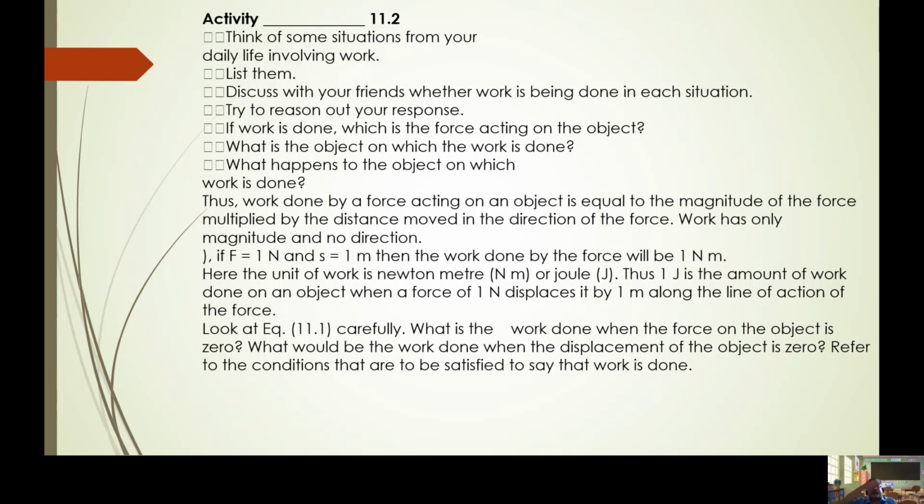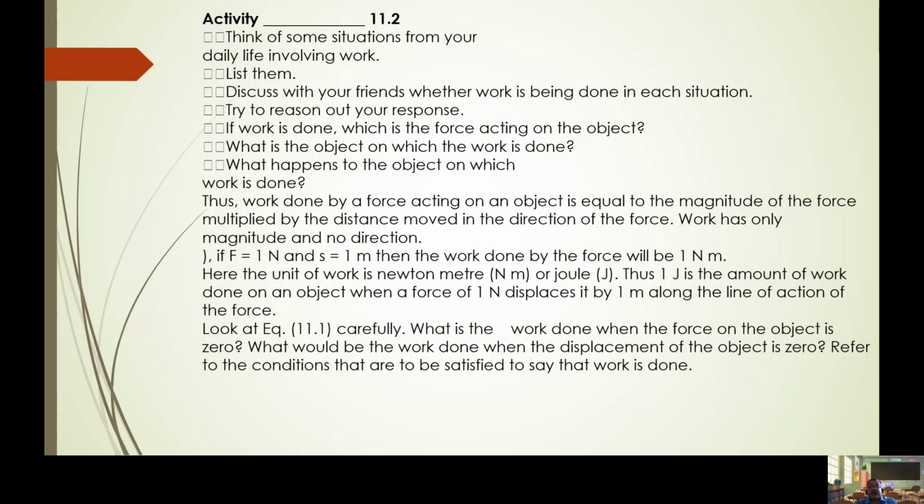Here the unit of work is Newton meter or joule. Thus, 1 joule is the amount of work done on an object when a force of 1 Newton displaces it by 1 meter along the line of action of the force.